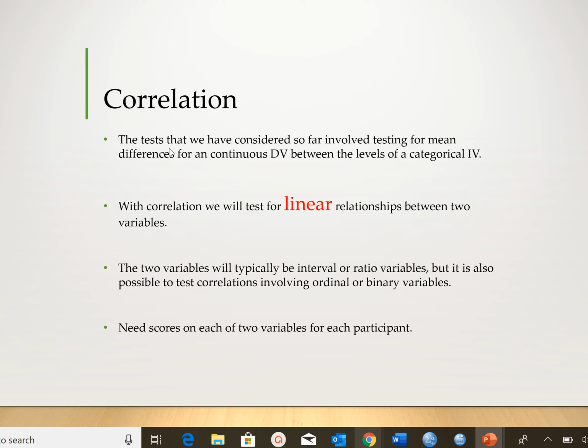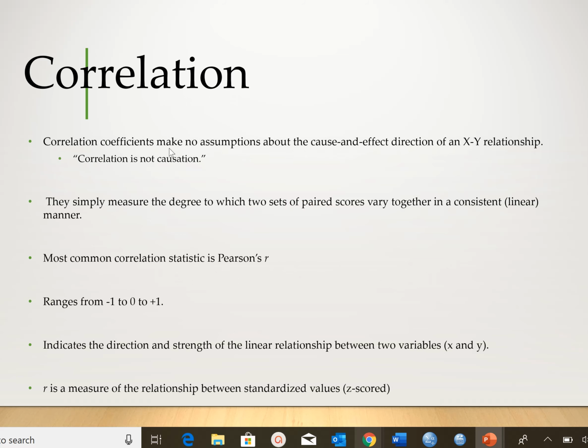Typically, but not always, the two variables being tested will be interval or ratio variables, but there are forms of correlation that involve ordinal or binary variables. In order to test a correlation, you need scores on each of two variables for every case or every participant in the data set. We'll call the two variables variable x and variable y for short.